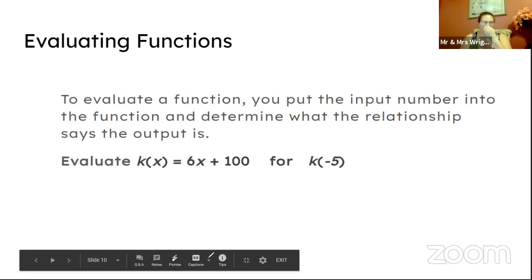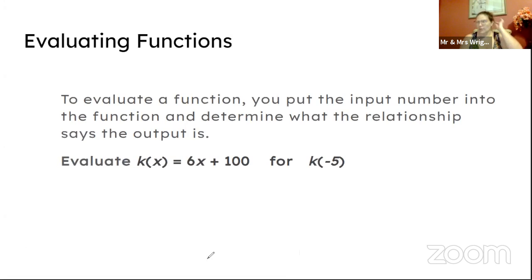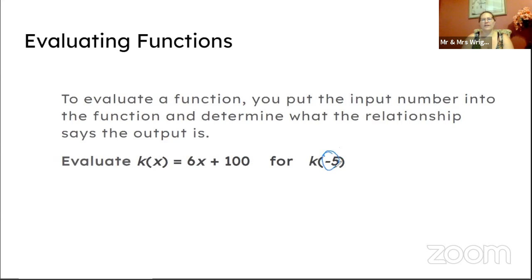All right, so another thing you need to know about functions is to evaluate the functions. It's the same thing as when you're substituting something for a variable, right? So when we evaluate k of x is 6x plus 100 for k of -5, that simply means we're going to take this -5 right here and input it wherever there's an x. This is the substitution that we're going to do. We're going to substitute -5 for x. So it's 6 times -5 plus 100.